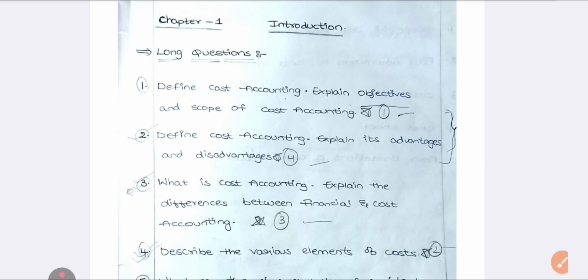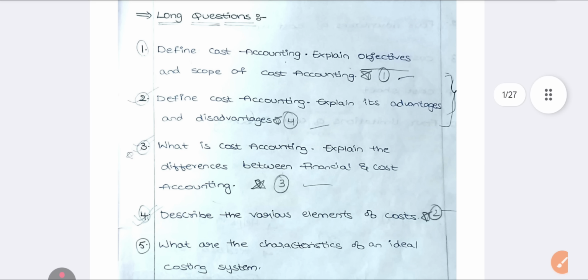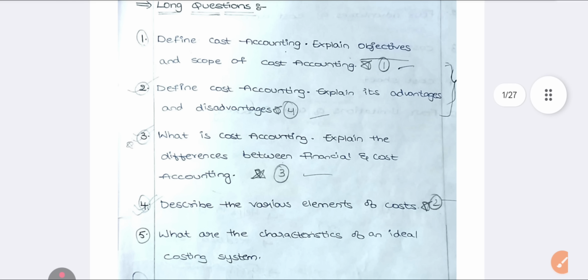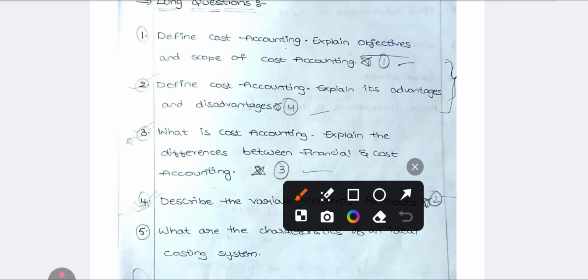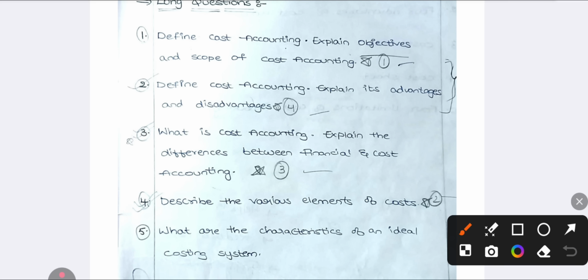As I have said, I will give my handwritten notes. So this is my handwritten notes as you are seeing on the screen. So these are the important questions. The first important question for your final examination is define cost accounting. Either they may ask about objectives, either they may ask about scope, advantages and disadvantages.